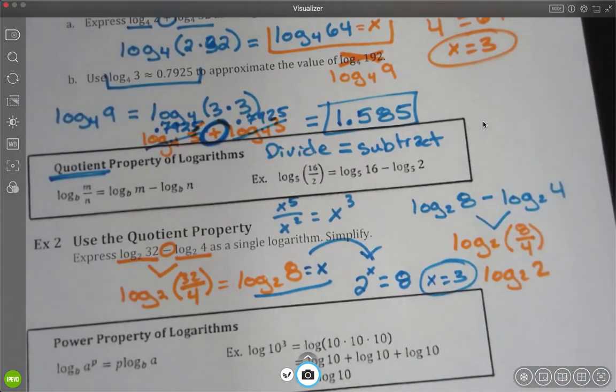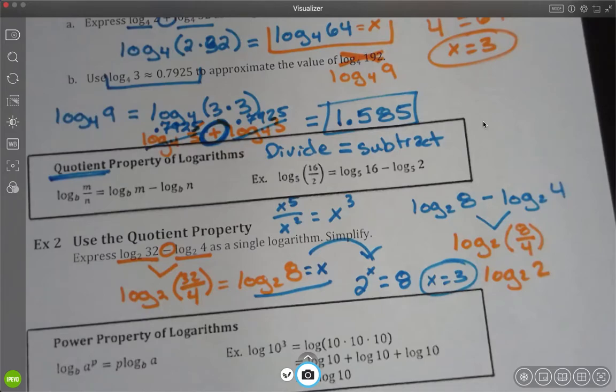Okay, I have a question. Whenever we're using the quotient properties, will they ever be not good numbers in there? No. It should always be good numbers. So minus means divide.